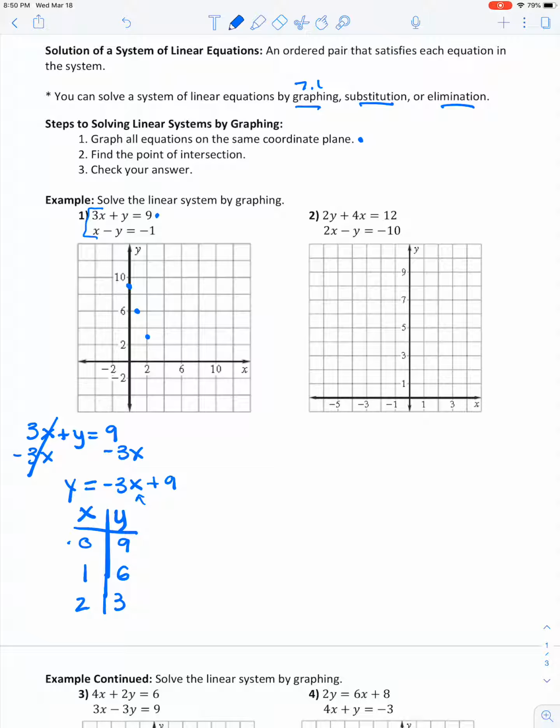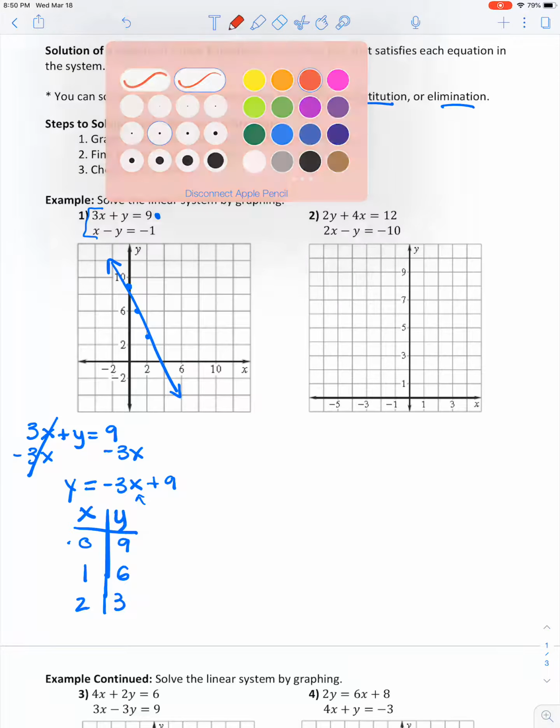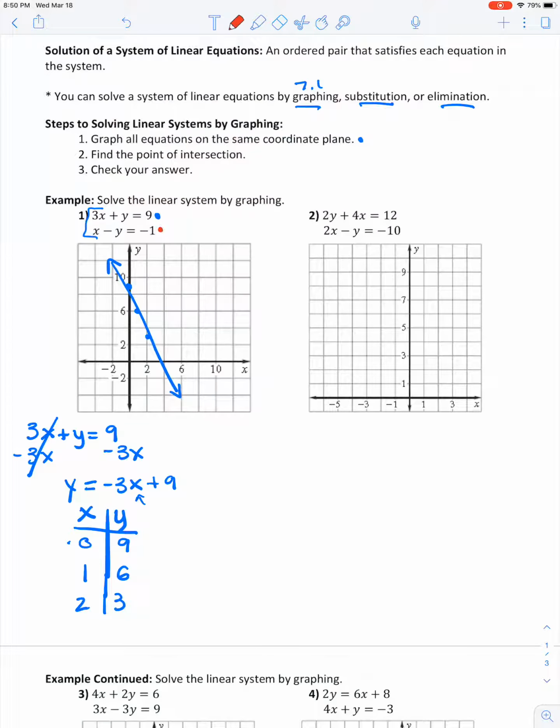All right, so here's my line for this blue line, 3x plus y equals 9. I'm going to switch colors. I'll do this one in red. So now we have x minus y equals negative 1. Again, solving for y, we can subtract x on both sides. Now we have negative y equals negative x minus 1.